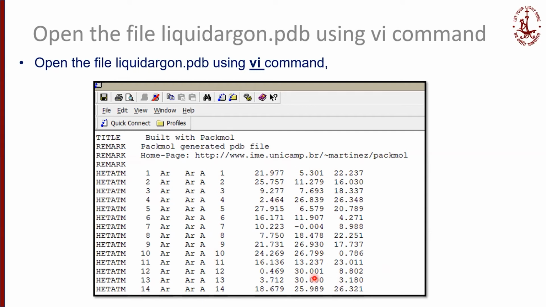Not one single coordinate should exceed 30 over here, because your box length itself is 30 angstrom. So not one single X, Y, Z value should be more than 30. It has to be within 30. These are the coordinates of each and every argon atom in angstrom, because this is a PDB file.